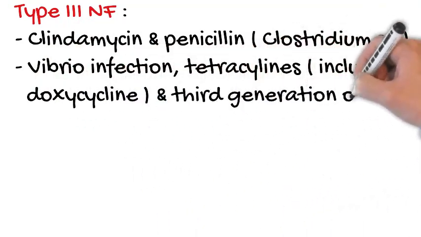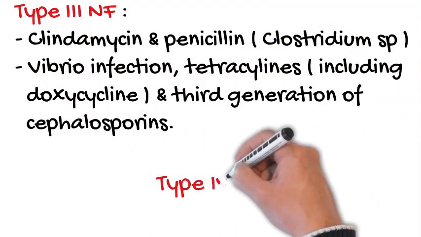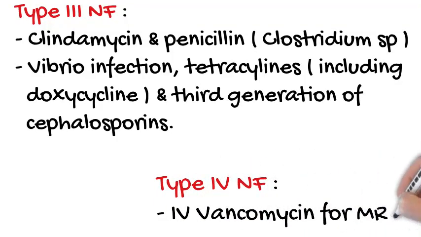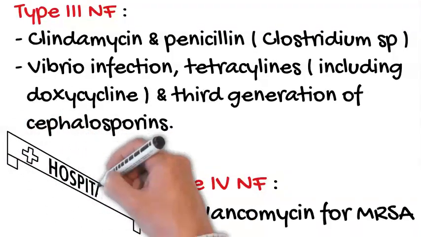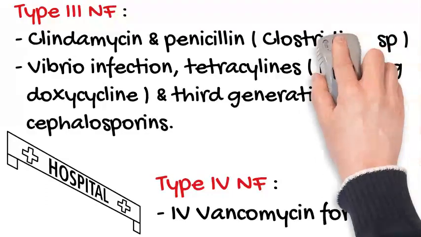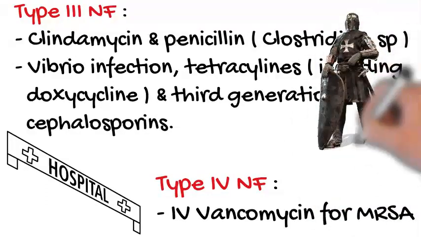For type 3 necrotizing fasciitis, clindamycin and penicillin can be used to cover the Clostridium species. If Vibrio infection is suspected, early use of tetracycline, including doxycycline, and third generation cephalosporin is very beneficial. For type 4 necrotizing fasciitis, make sure to add intravenous vancomycin for MRSA infection. The continuation of each antibiotic depends on the blood and tissue culture.